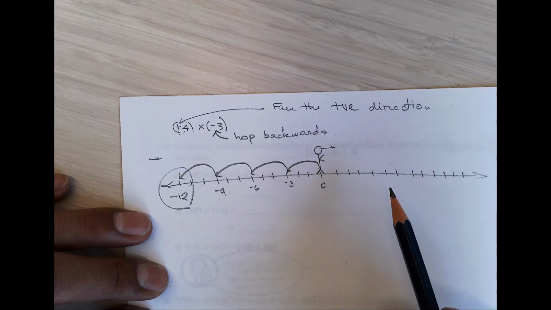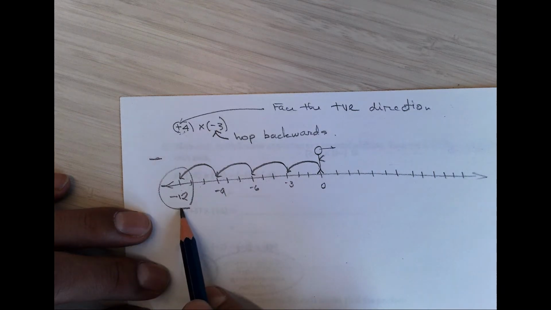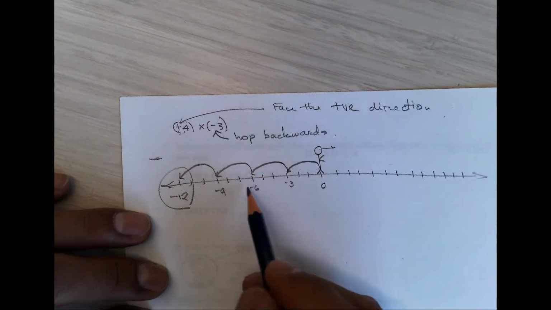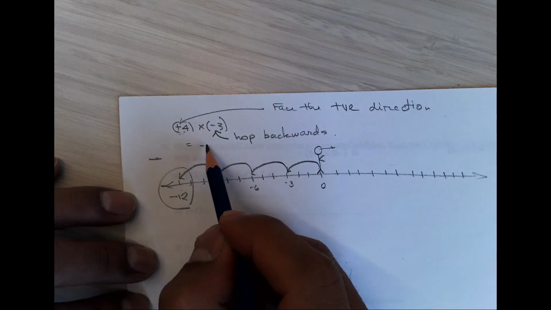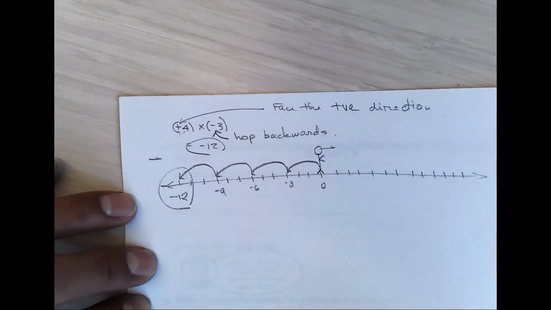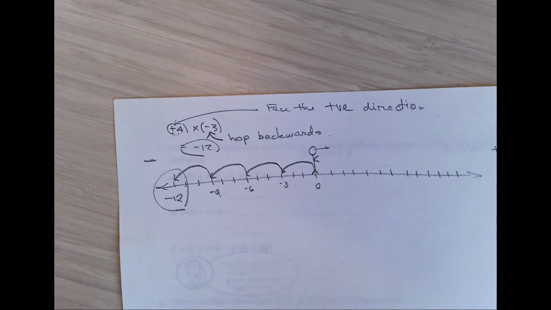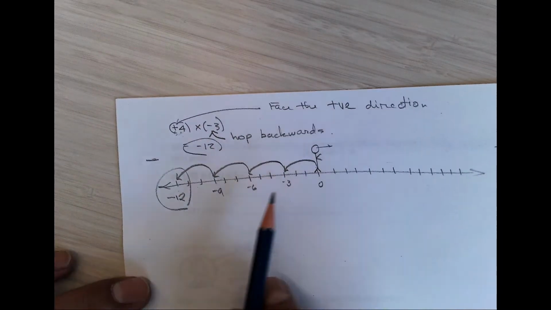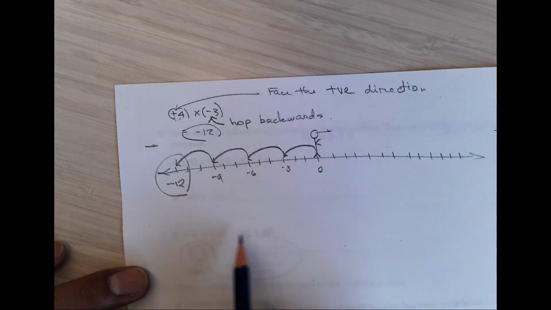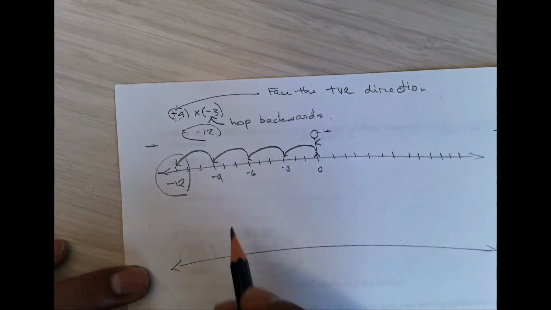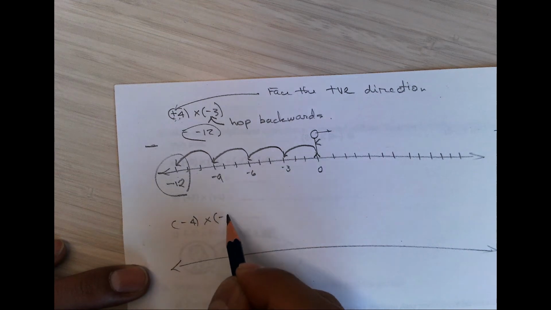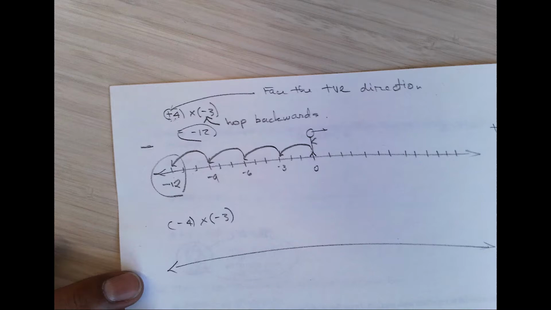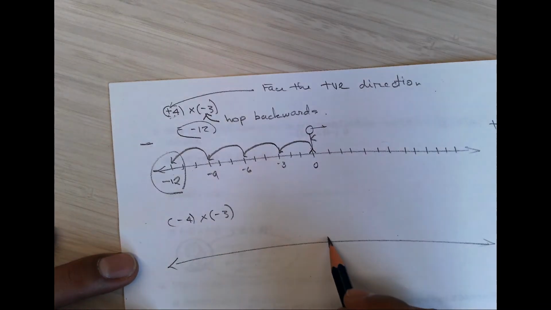So where does he end up? He ends up at -12. And that's really our answer to +4 times -3. Okay, so let's try to hammer this home with another example. How about we try -4 times -3. Again, we start at 0.